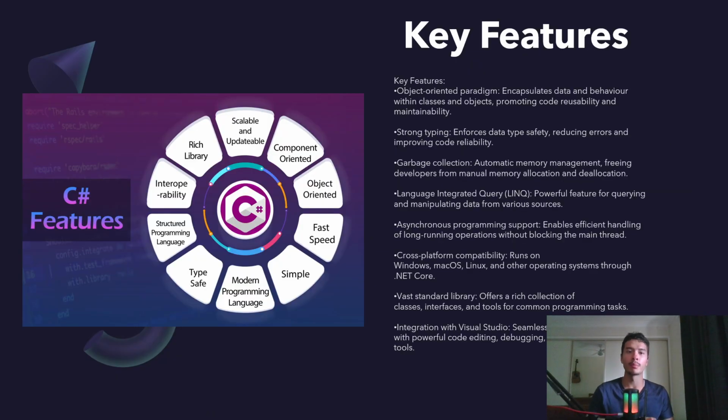Its object oriented paradigm encapsulates data and behavior within classes and objects. We're going to be exploring classes and objects. When I first started, I was very confused about what a class and an object is, but we're going to be going into that in depth. Okay, so promoting code usability, reusability, and maintainability. Strong typing enforces data type safety, reducing errors and improving code readability. Garbage collection is automatic memory management, freeing developers from manual memory allocation and deallocation. That helps a lot in that kind of area.